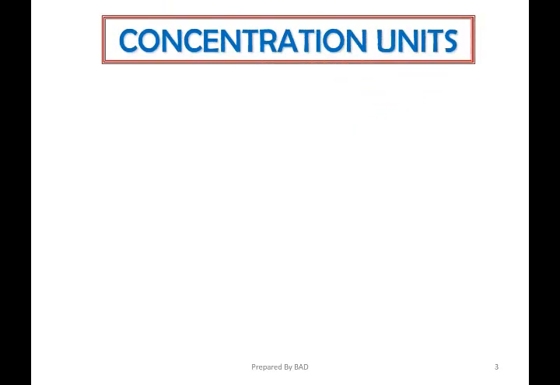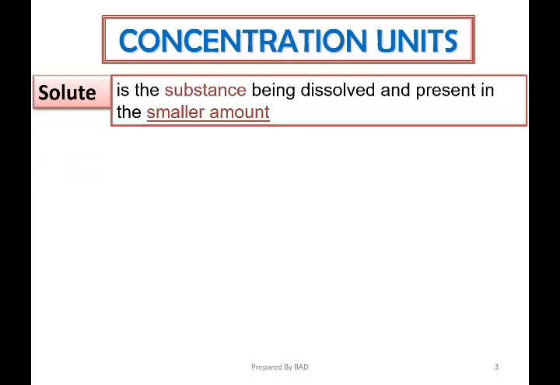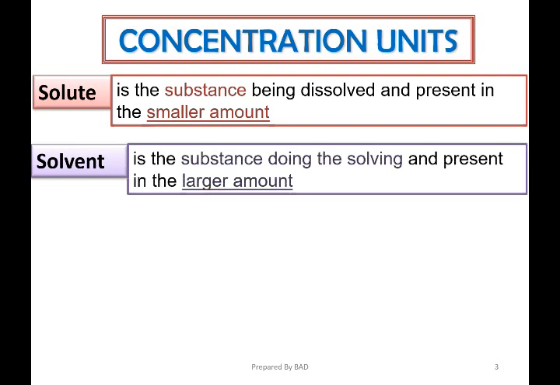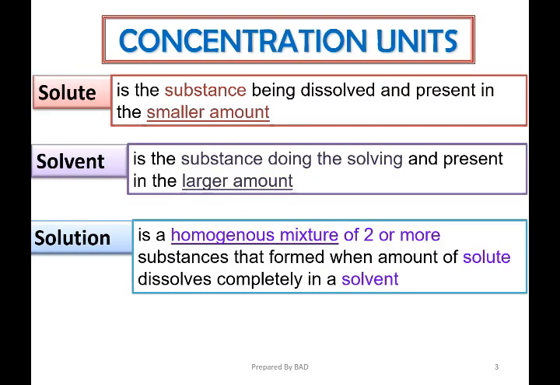Concentration units. When an amount of solute dissolves completely in a solvent, it will form a homogeneous mixture called solution. The common terms that you have to understand before we go further are solute. Solute is the substance being dissolved and present in the smaller amount. Solvent. Solvent is the substance doing the dissolving and present in the larger amount. Solution. Solution is a homogeneous mixture of two or more substances that form when an amount of solute dissolves completely in a solvent.